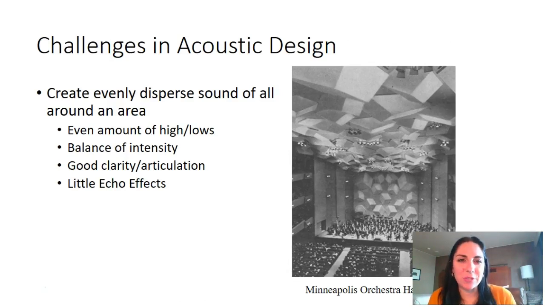Some of the challenges in acoustic design, as you can see, is trying to make sure you get an even balance of highs and lows, intensity, clarity, and little echo effects. So I'm actually going to stop the video at this point. In the next video, I'll talk about how we can overcome some of these challenges via geometry. Yes, geometry. Don't worry, we're not going to go into too much detail, but I'm going to talk about how the shape of a room can actually affect the echoes. And then I'll talk a little bit about reflection and reverberation. I'll talk a little bit about refraction and diffraction and what that does to sound waves.